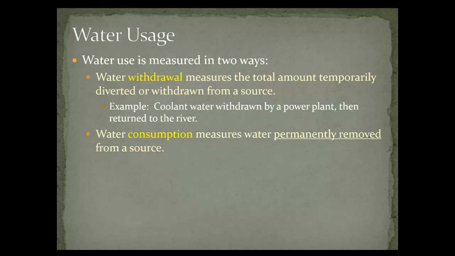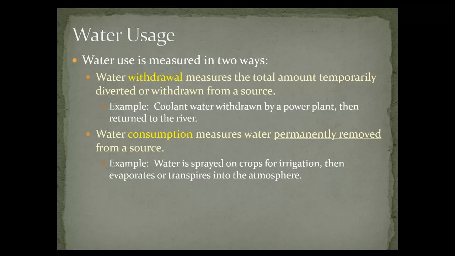Now, water consumption is when you permanently remove water from the river or the lake. And so what's an example of that? Crop irrigation. You pull the water out of, let's say, a river, and it gets sprayed onto the soil. The plants take it in. Some of it evaporates, some of it stays in the soil.